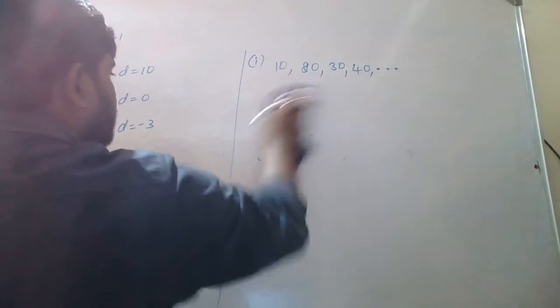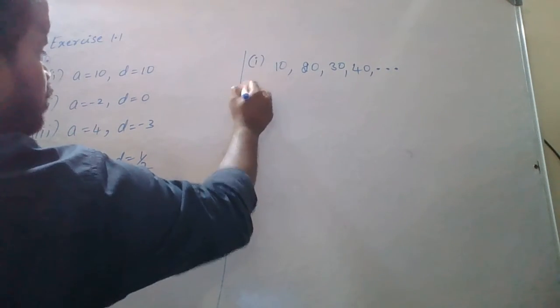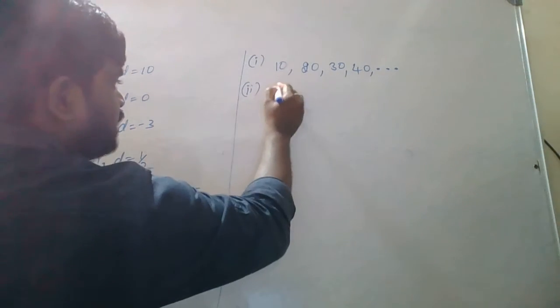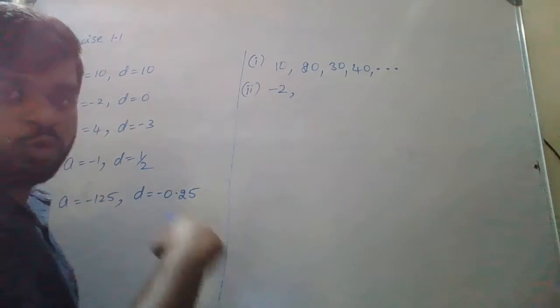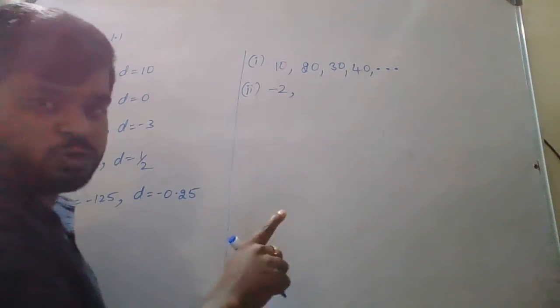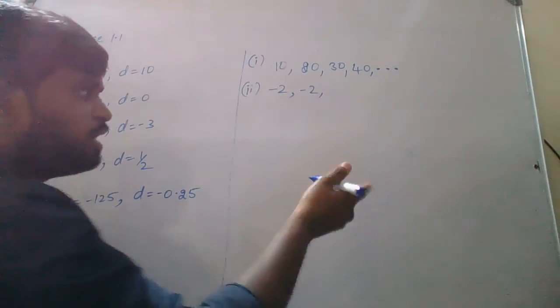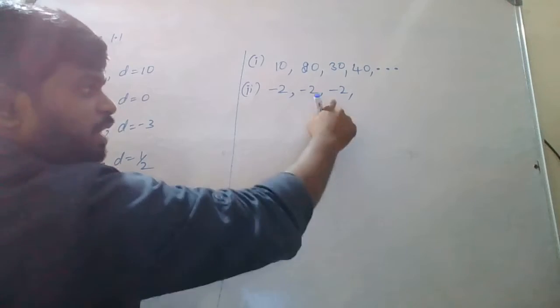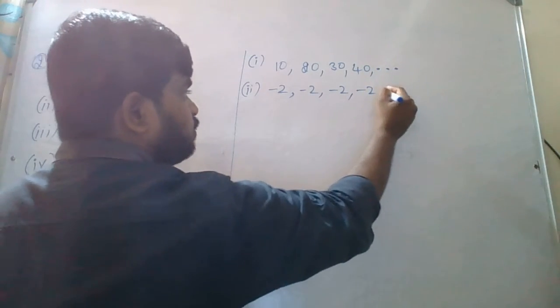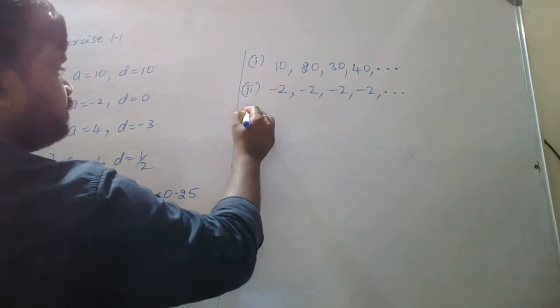Second one. Here the value of A is minus 2 and the value of D is 0. So A is minus 2. How do you get the second one? Minus 2 plus D. D is 0. So minus 2 plus 0 is minus 2 itself. Again minus 2 plus 0, minus 2 itself. So you got it. Let's go to the third one.